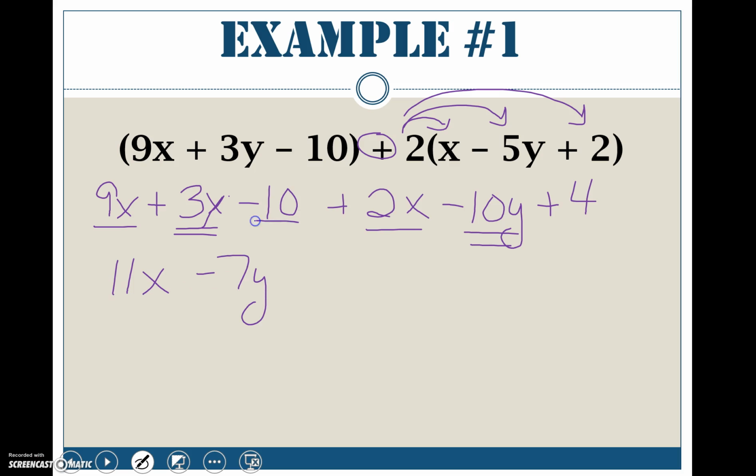Then last but not least, I have this negative 10, and over here I have a positive 4. So I'll take negative 10 and add 4 to it, and I get back a negative 6. And since this is an x, a y, and a number, they have no like terms anymore. We are done with that problem.